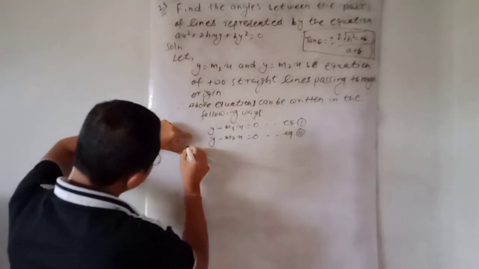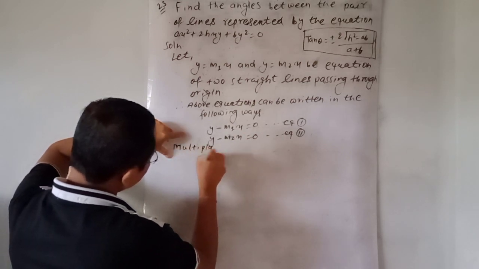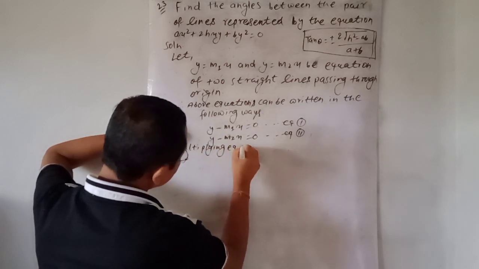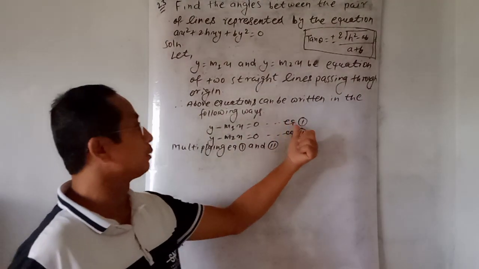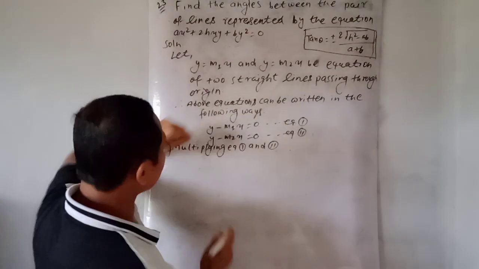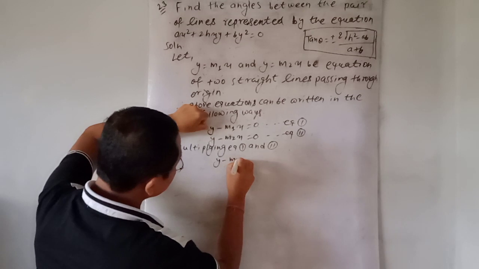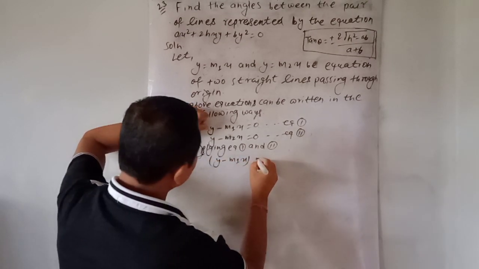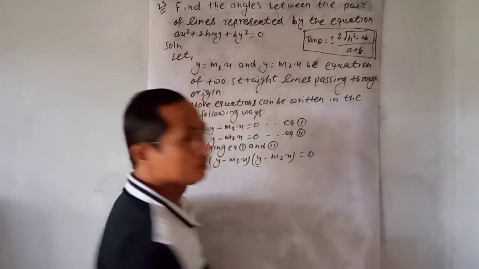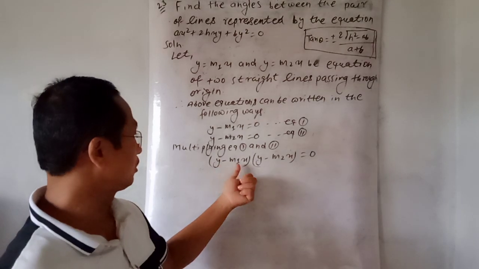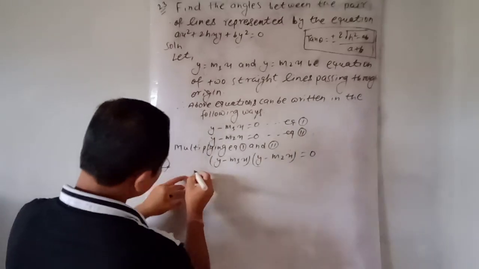Multiplying equation first and second. These both equations multiplied, then the result will be (y minus m1x) into (y minus m2x) is equal to 0.